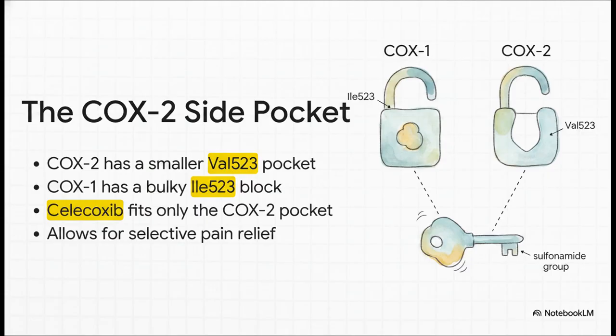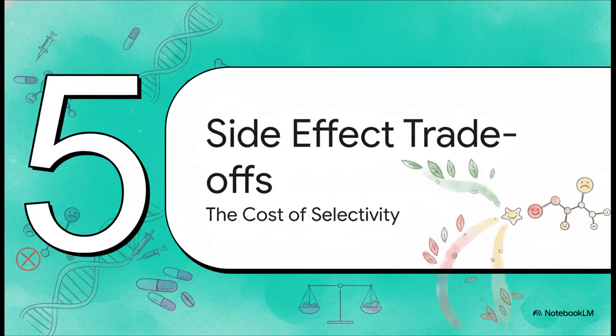When scientists mapped out the two different enzymes, they found that COX-2 has a slightly smaller amino acid at position 523, a valine, which essentially creates a tiny extra side pocket inside the lock. COX-1, however, has a bulkier amino acid sitting there, which completely blocks that pocket. So Celebrex was explicitly designed with that bulky sulfonamide group, so it acts like a key with an extra ridge. It perfectly slides right into the COX-2 side pocket, successfully blocking the pain factory, but it physically cannot fit into the COX-1 lock. The result? You get pain relief without shutting down the stomach's protective systems. It's brilliant. Finally, let's look at part 5, the side effect trade-off.